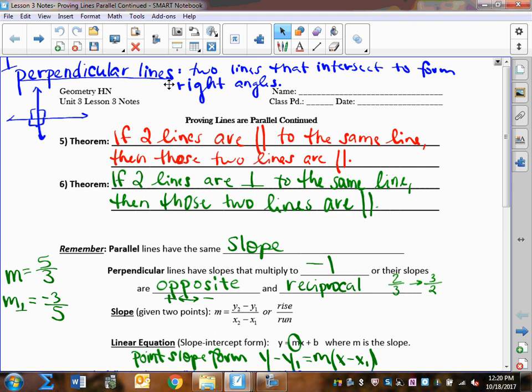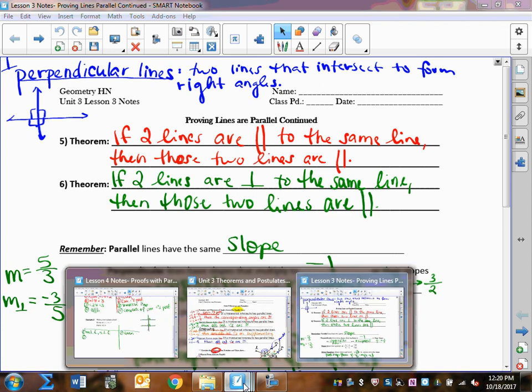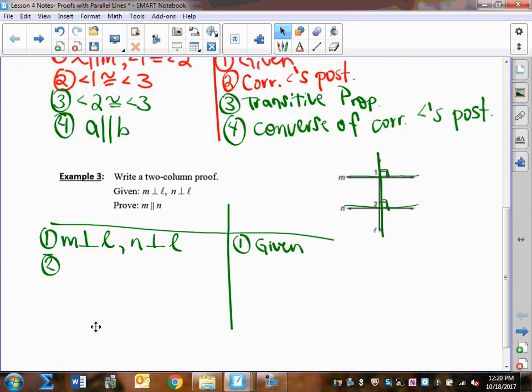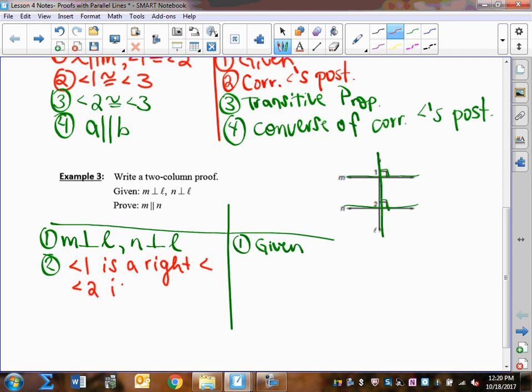Sandra, do you have a question? Okay. All right. So when we see that they're perpendicular, we can say that all of these are right angles. Now, since we're trying to get to 1 and 2, let's just stick with 1 and 2. So angle 1 is a right angle. Angle 2 is a right angle.